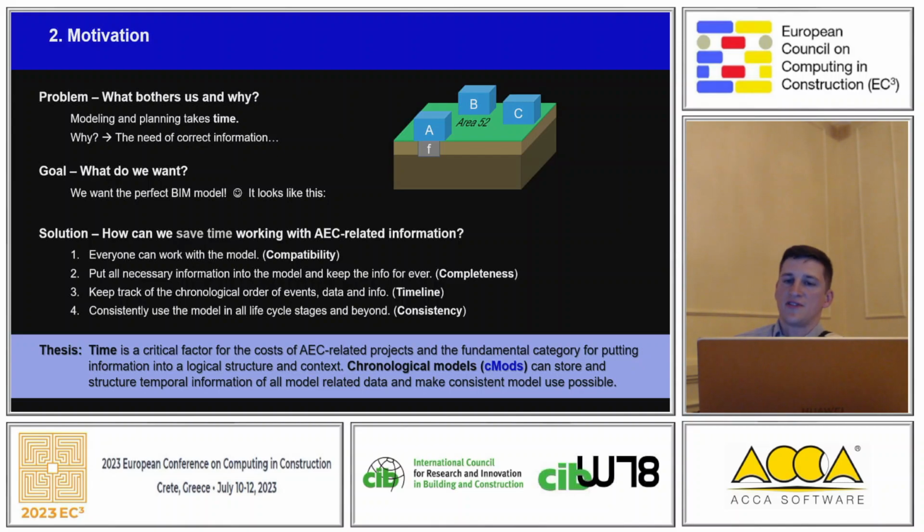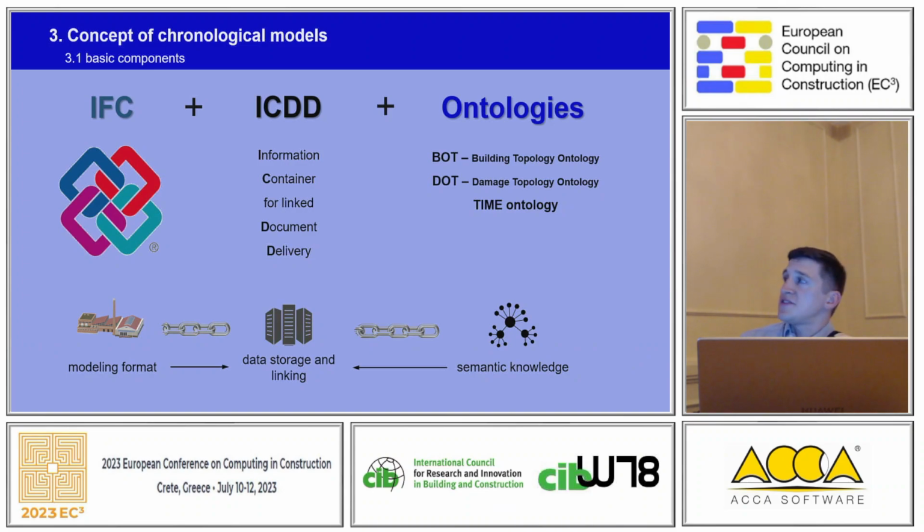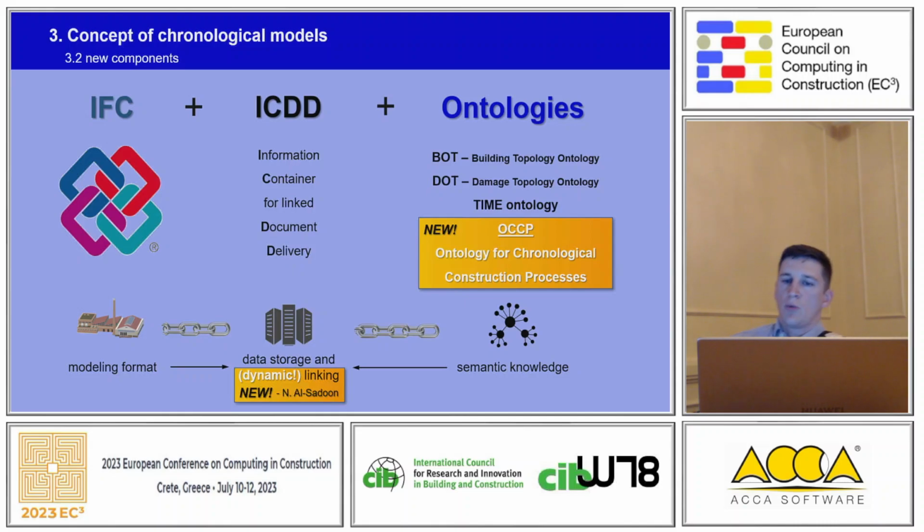Now, let's have a look at our concept. These are the basic components of our concept of chronological models. We use IFC as a modeling format and information container for linked document delivery, short ICDD, to link all related data to our IFC models. Also, the ICDD is used to utilize ontologies, such as the BOT, DOT, or time ontology, and add semantic knowledge to our models. The ICDD acts as both data storage container and link of different models, ontologies, and all sorts of data. What we added is a way to use dynamic links for ICDD, making the versioning of links obsolete.